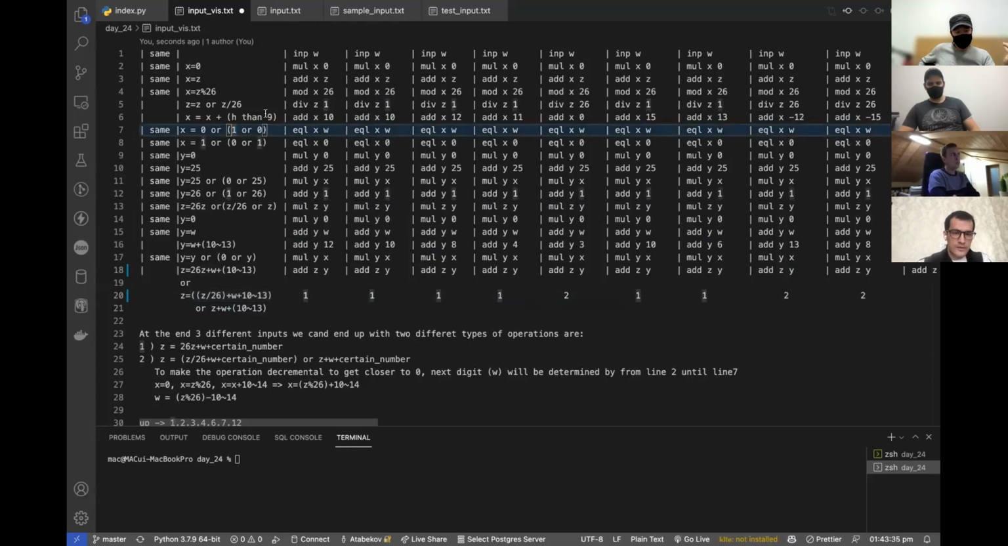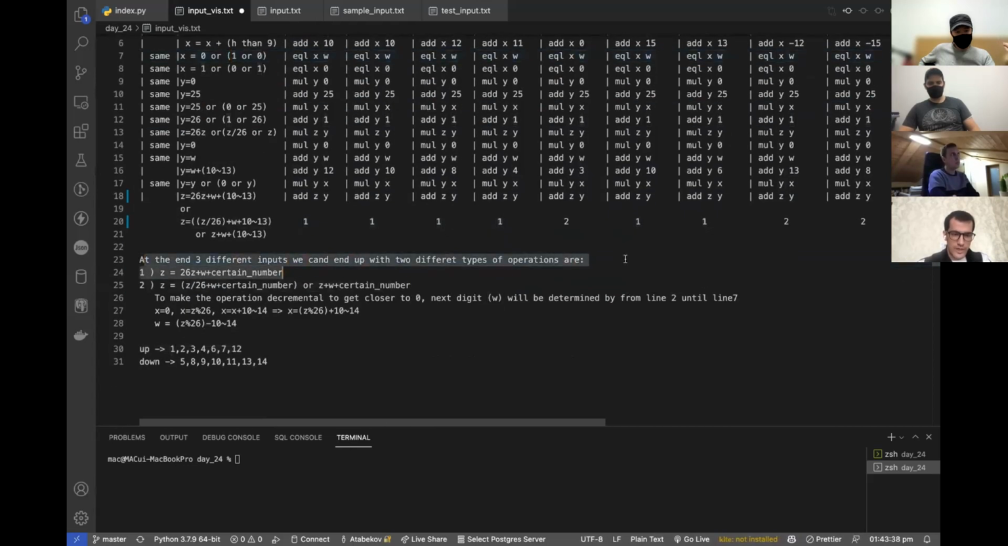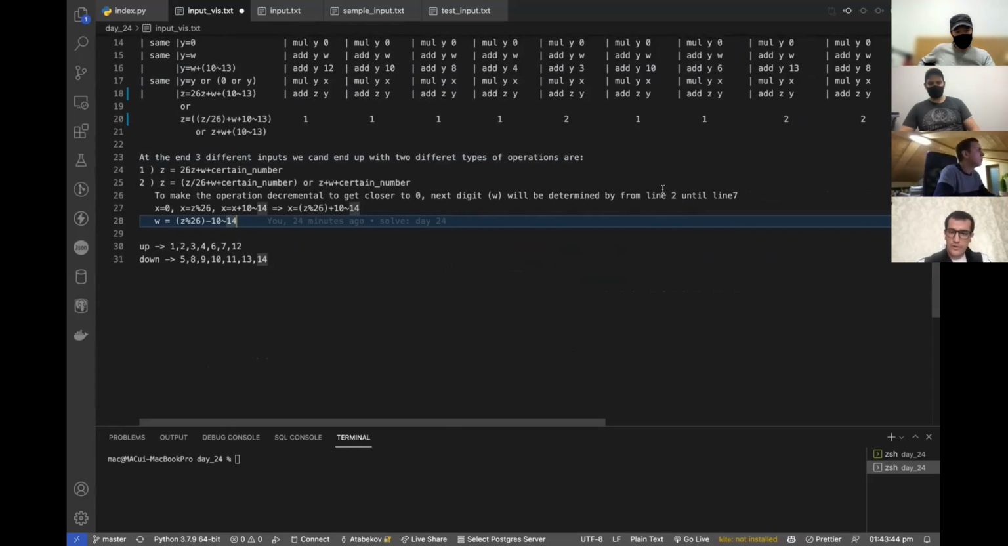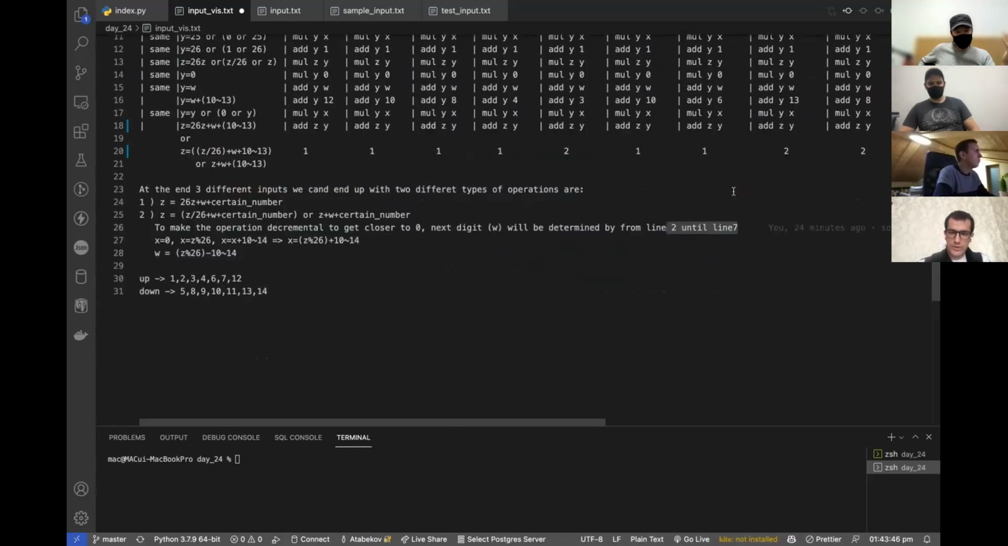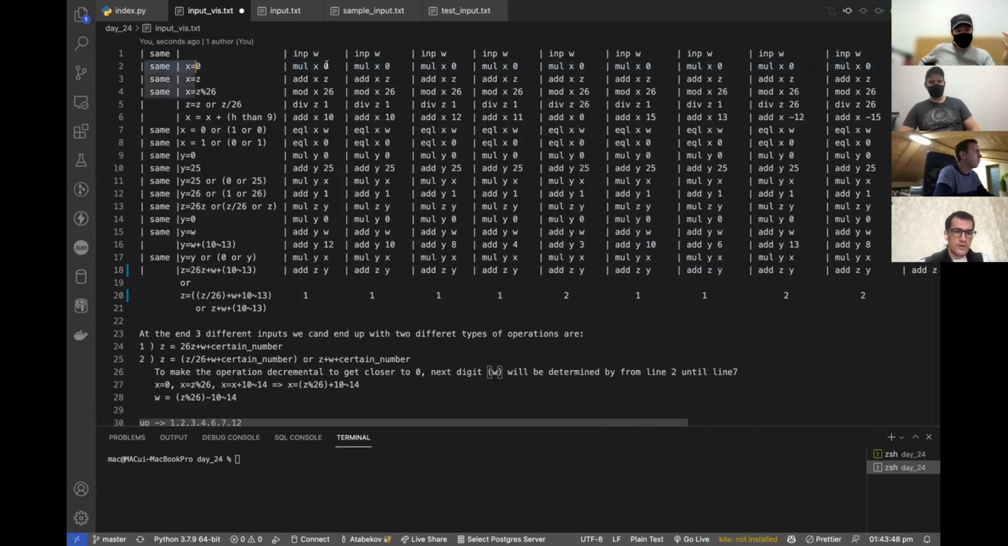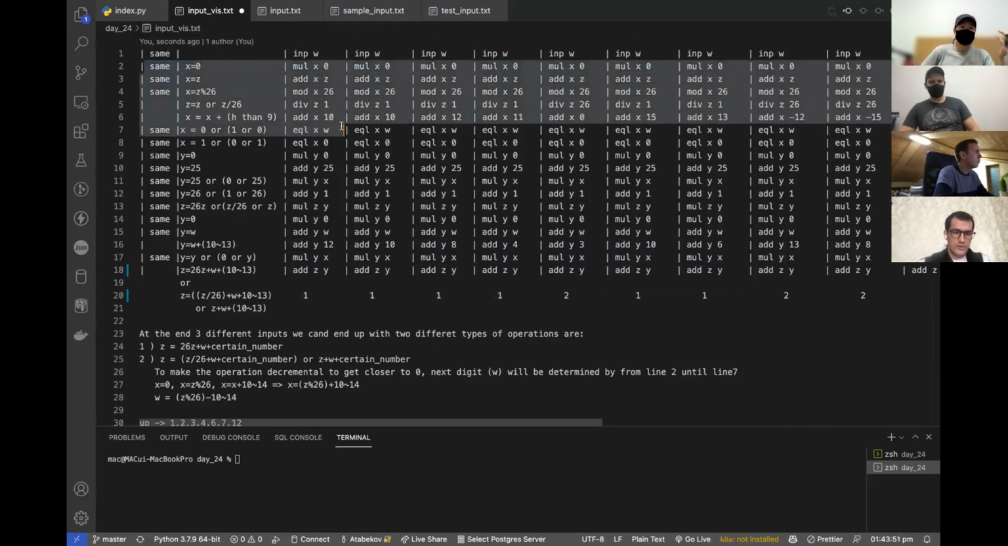So we have our operations here. And to make that happen, we have to follow the lines from 2 until 7 here. So up from here, we have our x set to 0. And at the end, we are ending up comparing our input to x. So to make the decrement possible, we have to make our w equal to x.